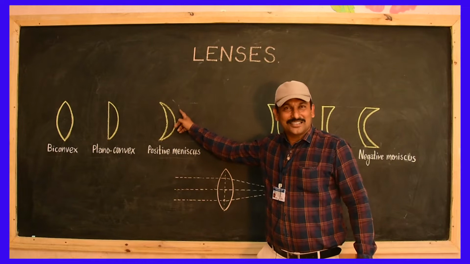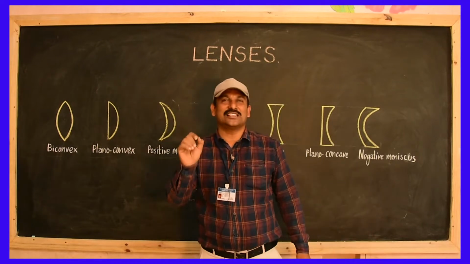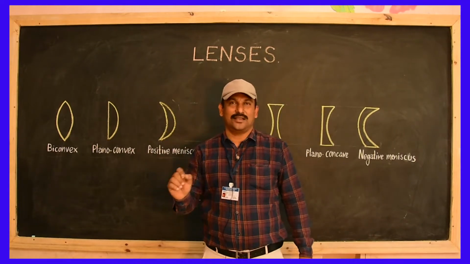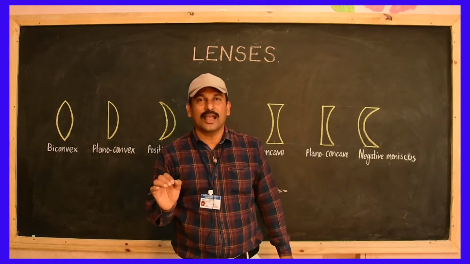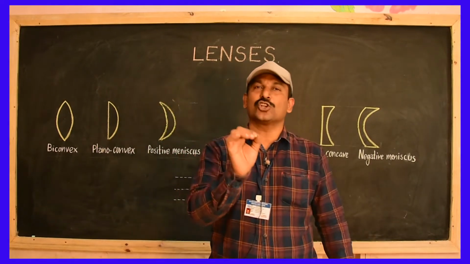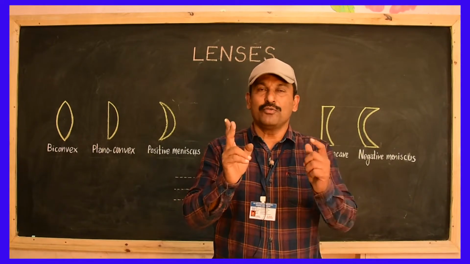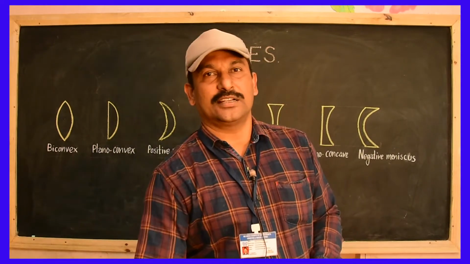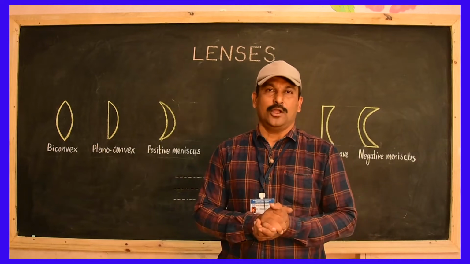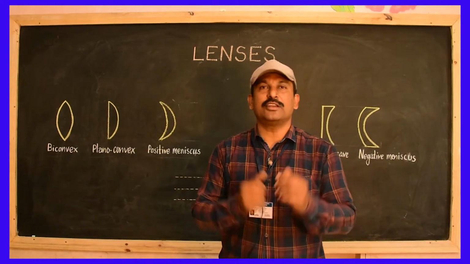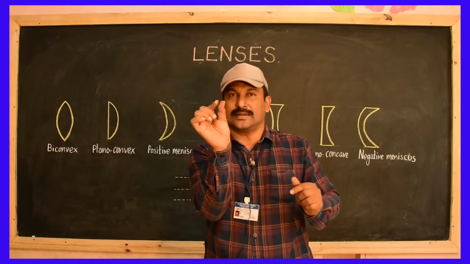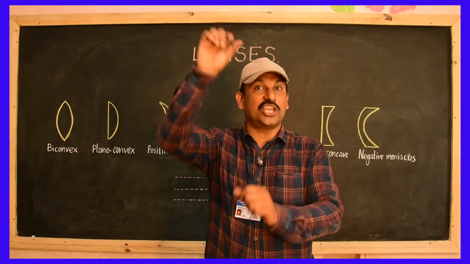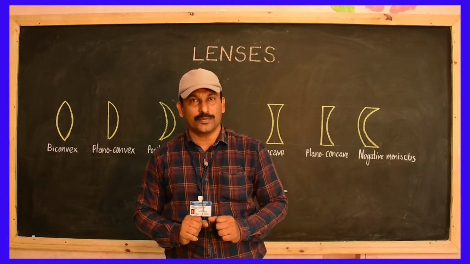The third type of convex lens is positive meniscus. One surface of the lens is concave and the other surface is convex. Now we will see the other type of lens, that is concave lens. Now what is concave lens? When you see the concave lens, it is thinner at the center and it is thicker near the edges.